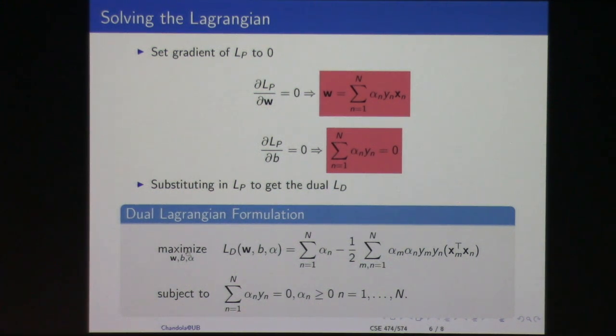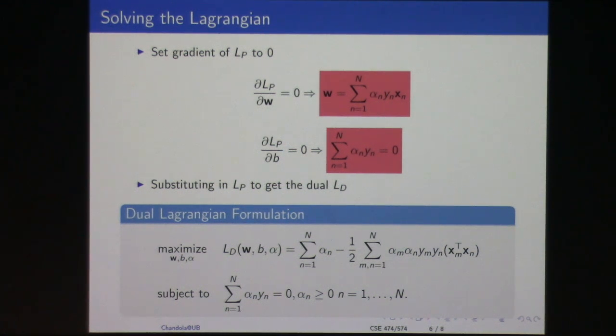So here we are only trying to maximize this L_D with respect to alphas, because there's no W or B here. If you look at this very carefully, what you see is that in the whole formulation, the only place where you get any x is in a product with another x. So whenever you see an x, it is stuck to another x. That is where you can apply kernel methods, because I can now replace this inner product with any k(x_m, x_n).